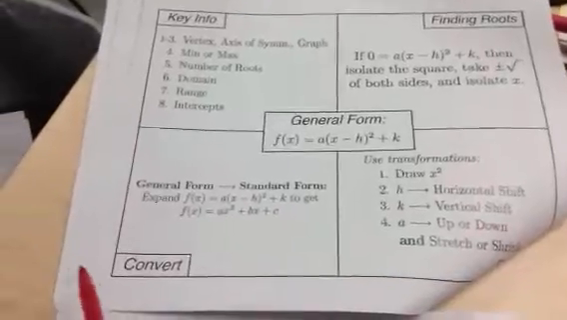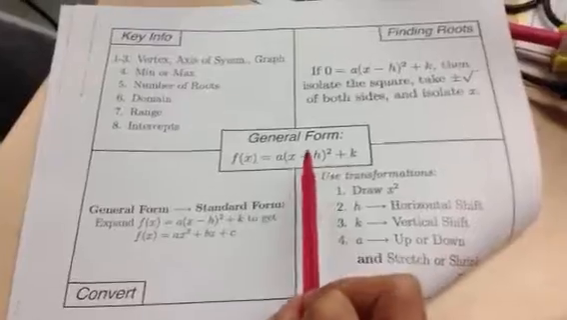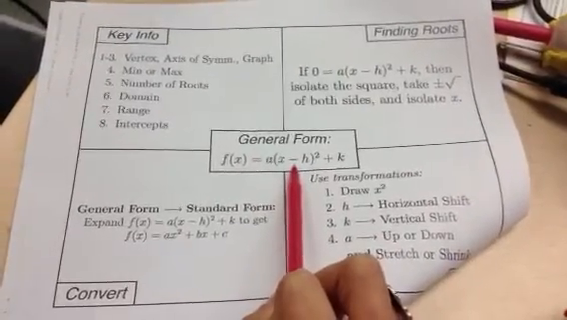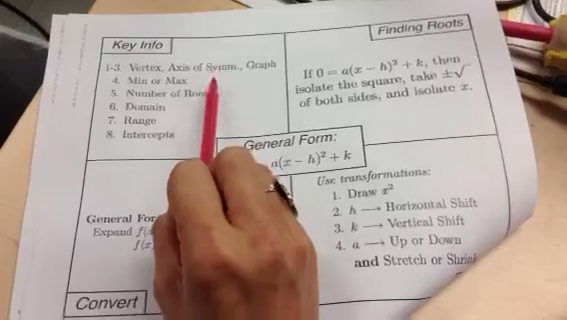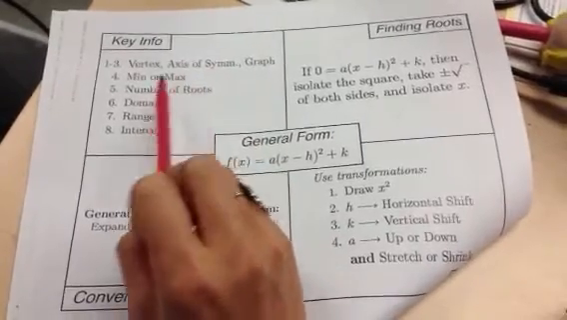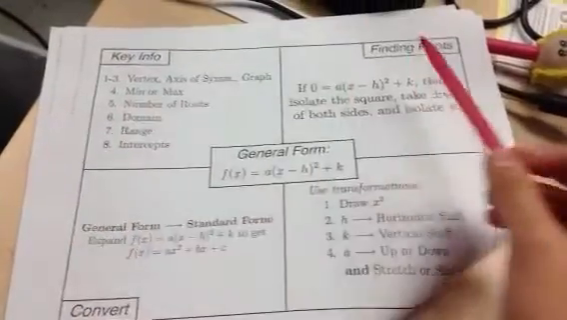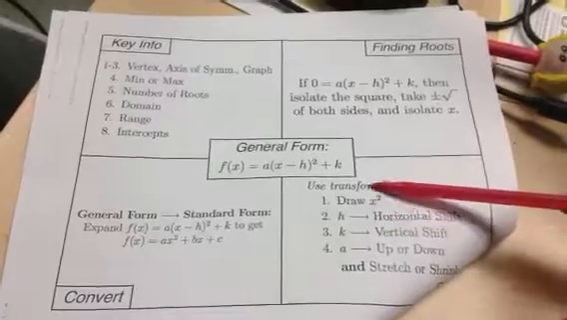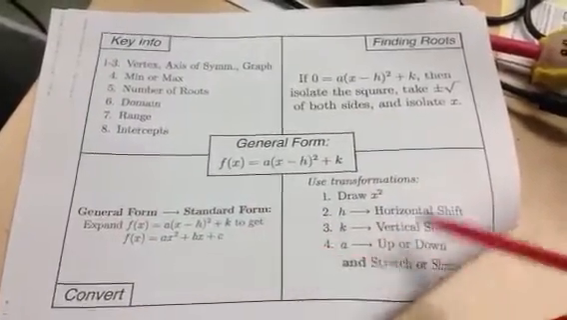Okay, so I'm on page 9 in our packets, so if you can turn to page 9. And this is the formula for the vertex form of a quadratic function. We're going to be going over the key information. So we already know how to find the vertex, the axis of symmetry, and the minimum or maximum point. Steps 5 through 8 we're going to be doing a different day. We're going to learn how to find the roots, and we're going to be going over transformations and going from the general form to standard form.